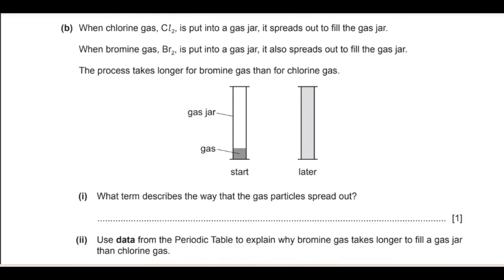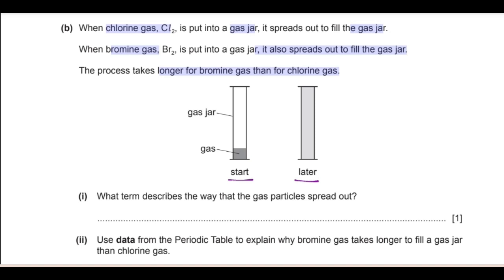B. When a chlorine gas is put into a gas jar, it spreads out to fill the gas jar. When a bromine gas is put in a gas jar, it also spreads out to fill the gas jar. The process takes longer for bromine gas than for chlorine gas. We have an experimental setup, as you can see in the two gas jars. We have the start of the experiment and the end of the experiment.